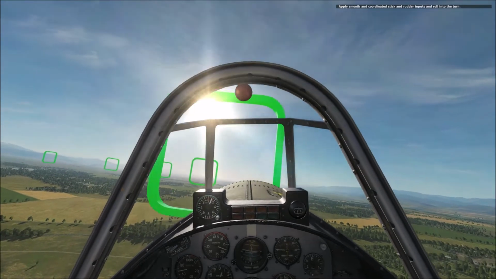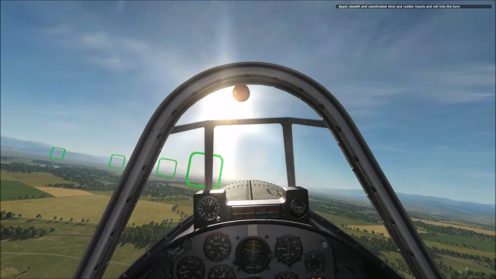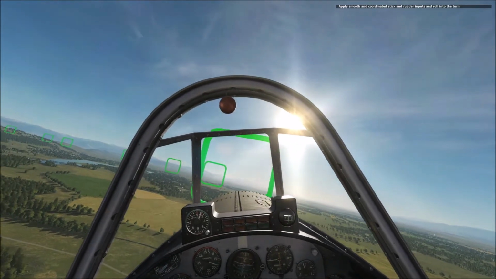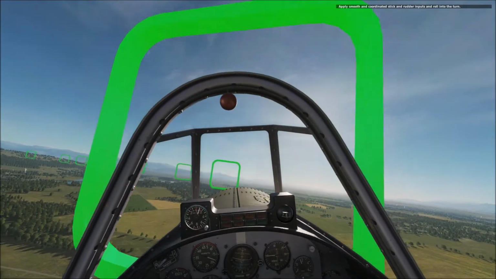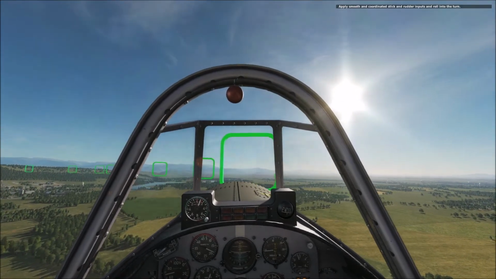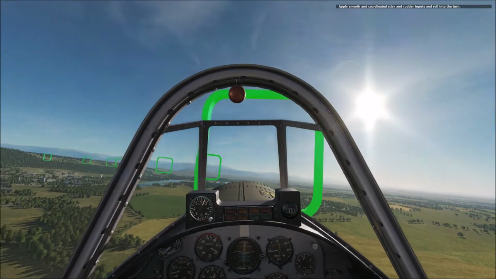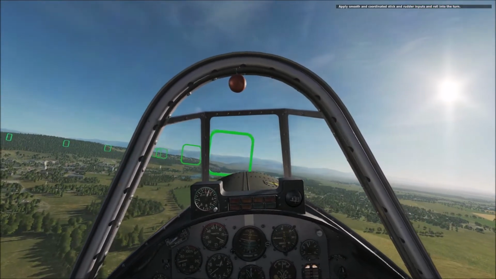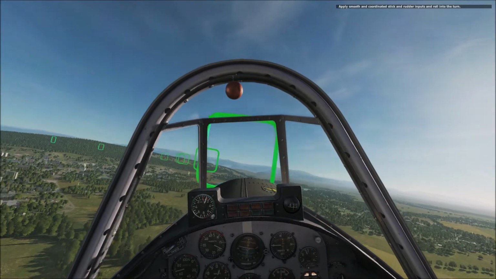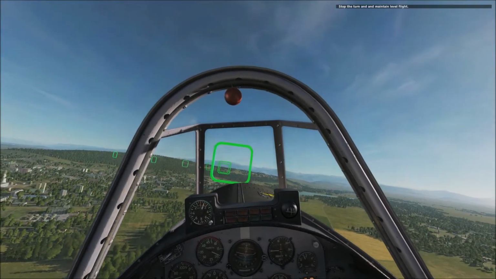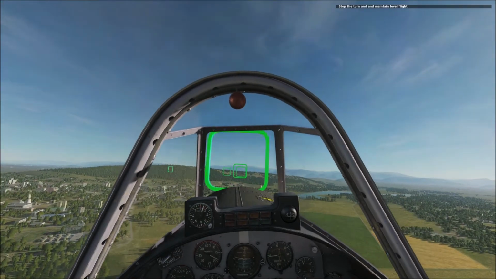Apply smooth and coordinated stick and rudder inputs and roll into the turn. Stop the turn and maintain level flight.